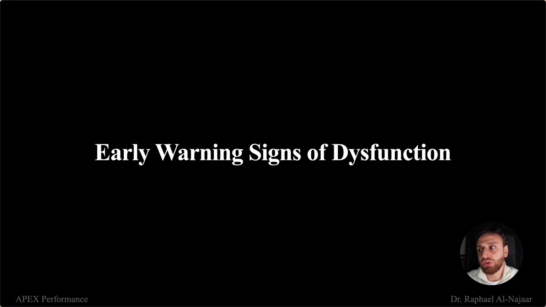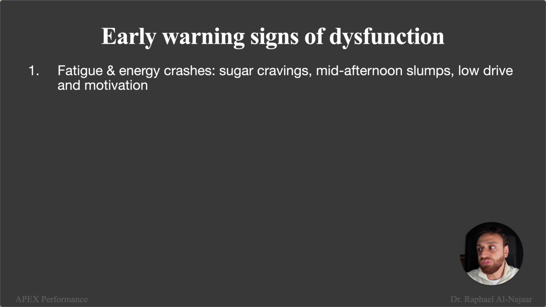So let us talk about the early warning signs of dysfunction of your metabolism. If you have fatigue and energy crashes, if you have sugar cravings, mid-afternoon slumps, and low drive and motivation, these are usual signs of not optimal metabolic health. Sugar cravings, for example, like I said, if you don't sleep properly, you are more inclined to have sugar cravings. But even the days you sleep, if you just have sugar cravings every single day, then there's something wrong. You're not supposed to have sugar cravings every single day. Something is wrong.